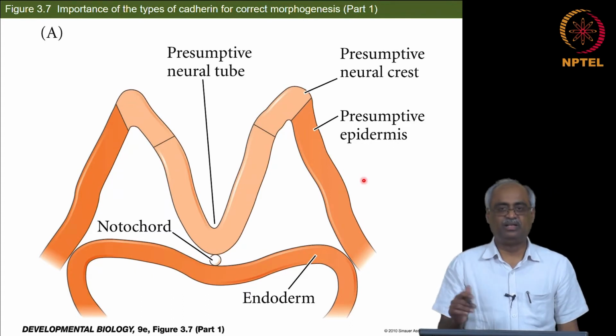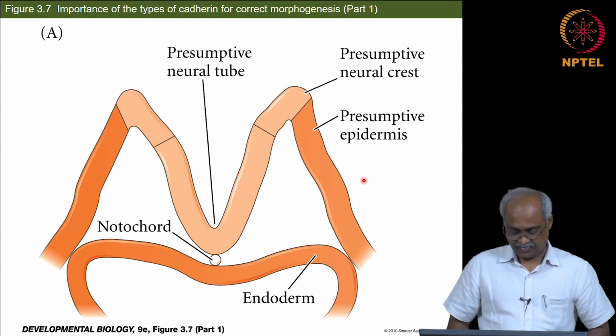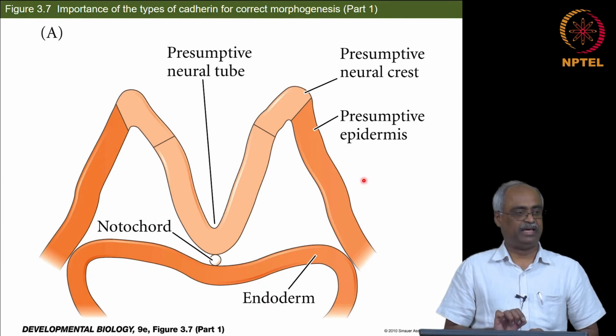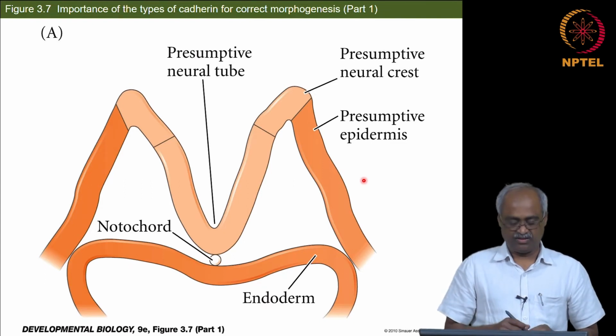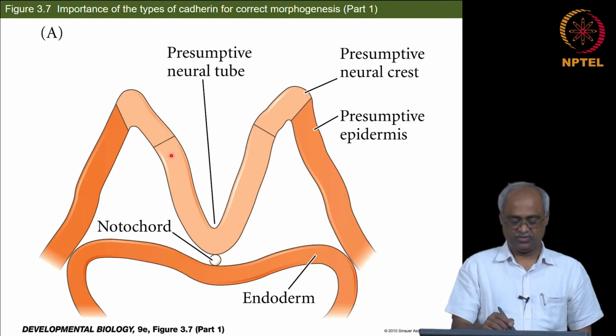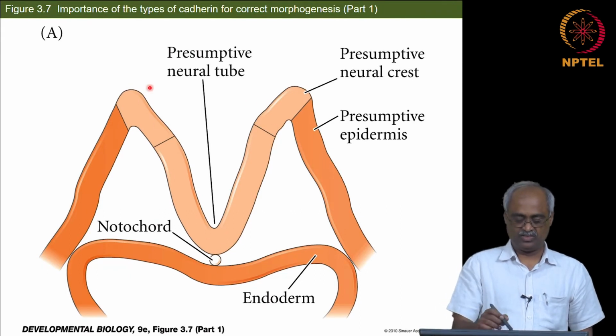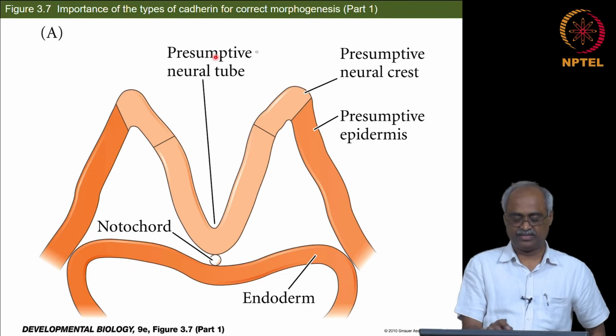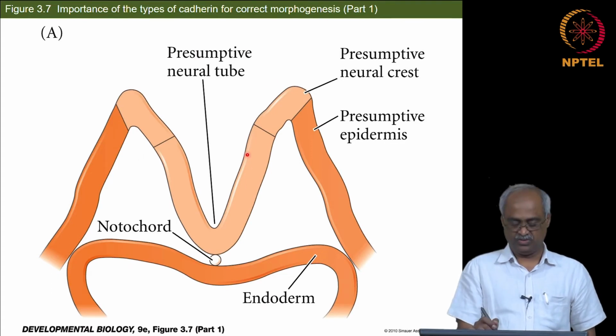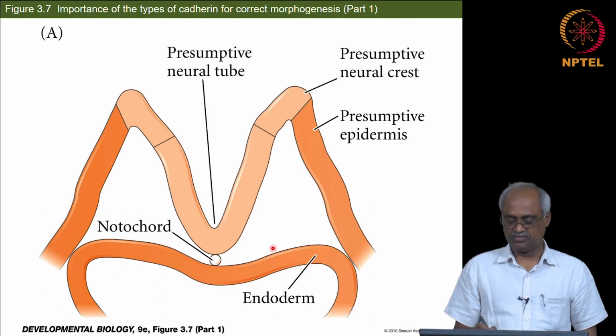So, now we are going to look at some of the specific cadherins and their role. So, this is a cartoon of the neural tube, the mouse neural tube. So, this is the neural crest. So, the neural fold, this and this are going to come together and form the neural tube. So, notochord below and endoderm. Okay. So, this is epidermis.